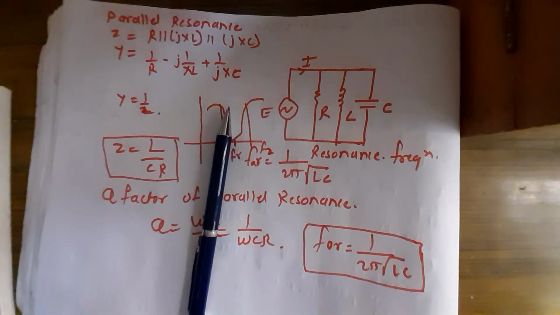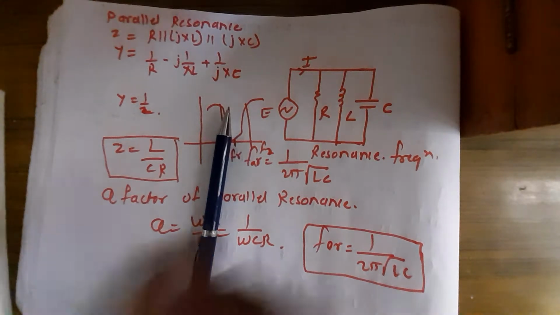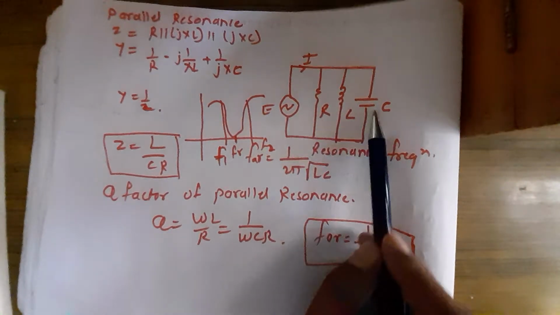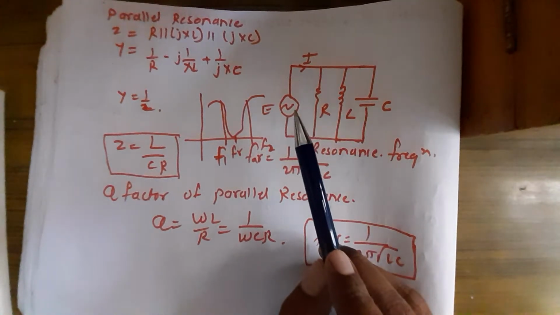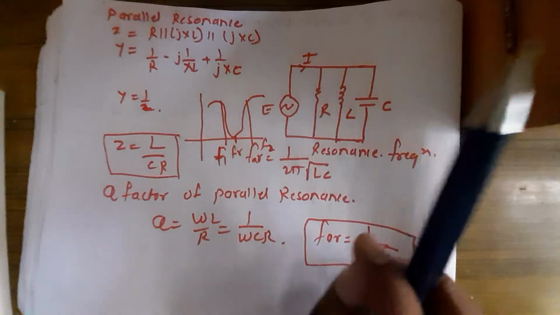Hello students, today we will see what is a parallel resonance. After completion of series resonance, we will go for the parallel resonance circuit. In the parallel resonance circuit, the resistor, inductor and capacitor are connected in parallel configuration. In series resonance, RLC are connected in what? In series configuration.